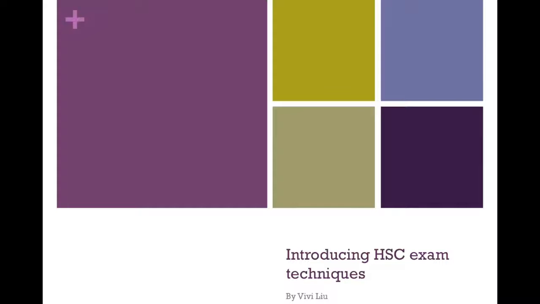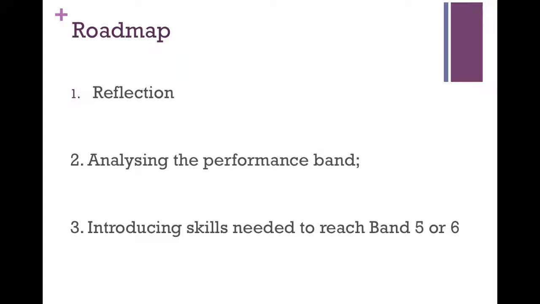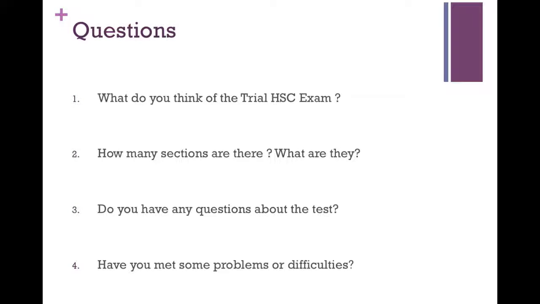Okay, today we're going to talk about three things. Firstly, reflection. You have to think about the exam we have done before and answer some questions. And then we'll analyze the performance bands together and introduce some skills needed to reach band 5 and 6. Now, could you please think of these questions and post your answer to the discussion board right next to this video.